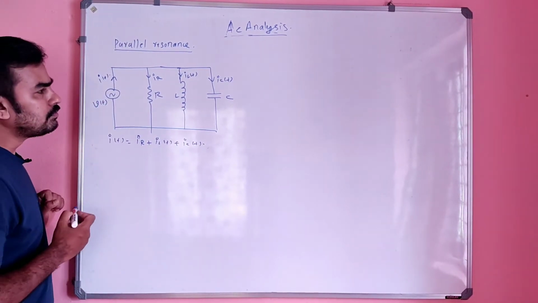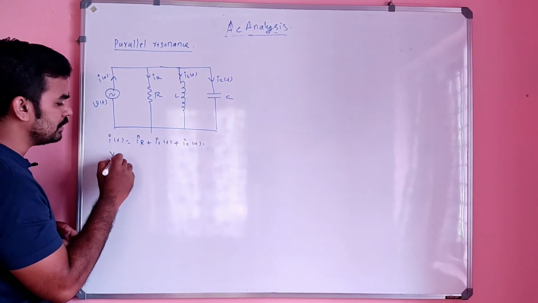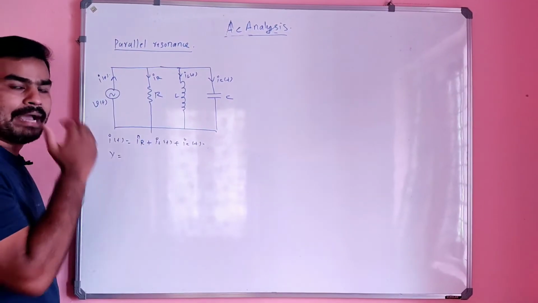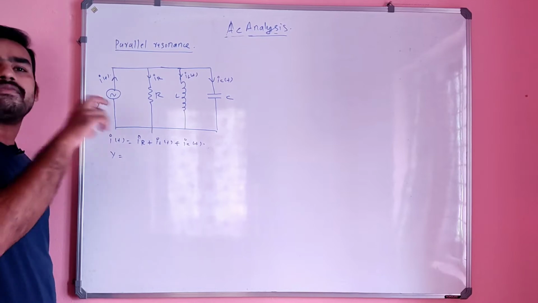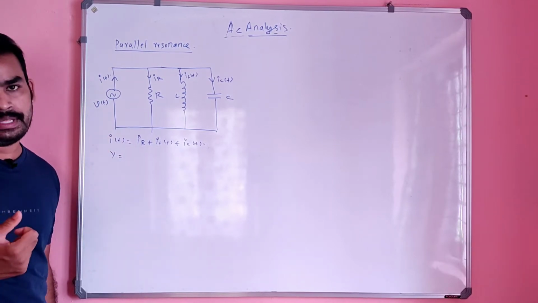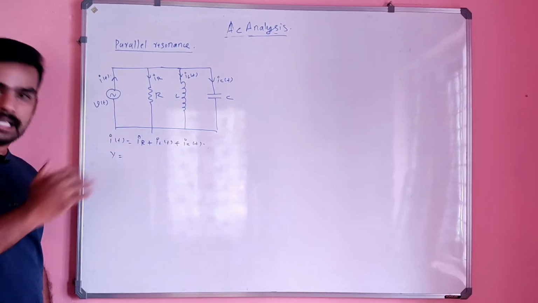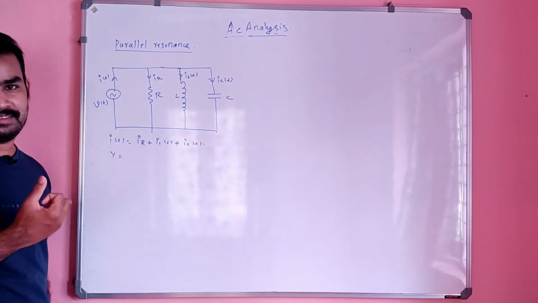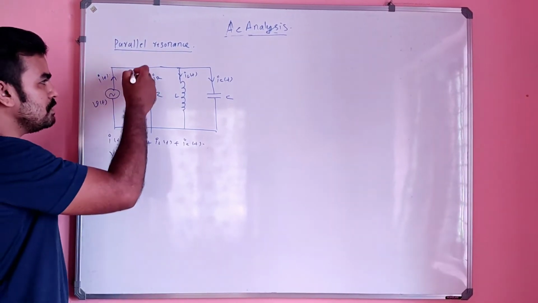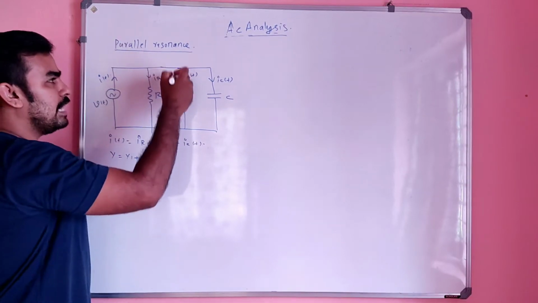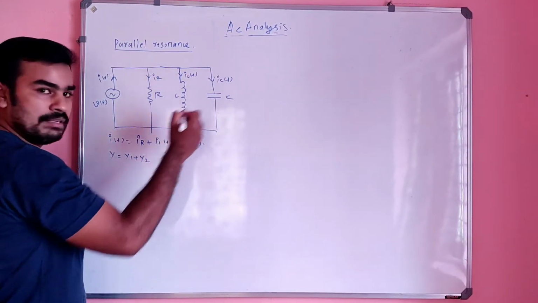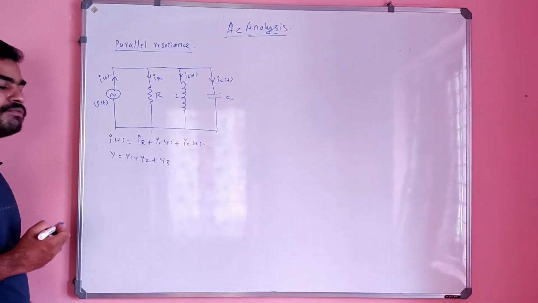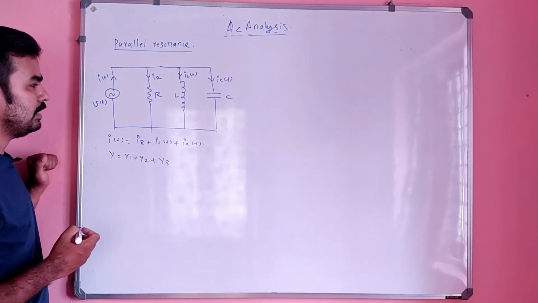Another thing you may notice is the admittance. I already said that whenever you are dealing with parallel circuits, you always go for the help of admittance. Whenever you deal with a series RLC circuit, you always ask for the help of impedance. So admittance will be equal to the admittance offered by this path, let it be Y1, plus the admittance offered by this path, Y2, plus the admittance offered by this path, Y3. Is it correct? So Y is equal to Y1 plus Y2 plus Y3. Let's see what this is.